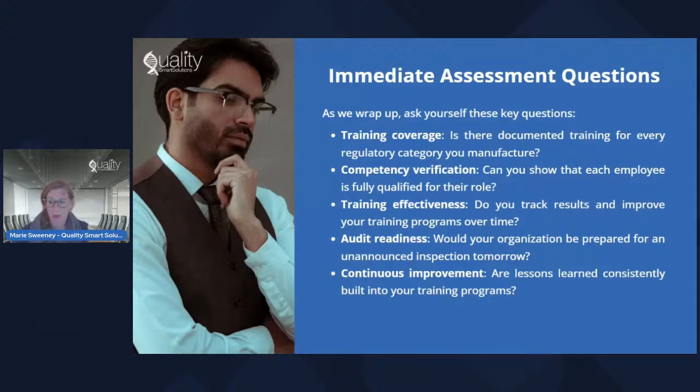And then looking at, are you audit ready? Would your organization be prepared for an unannounced inspection tomorrow if either Health Canada or the FDA showed up? And then consider your continuous improvement. Are lessons learned consistently built into your training programs and your GMP program?